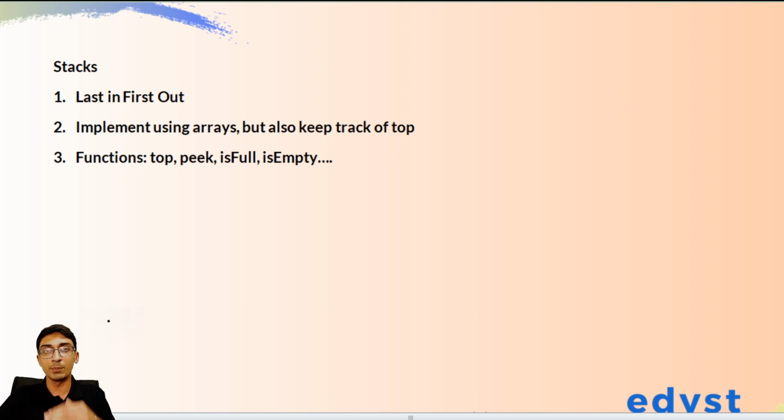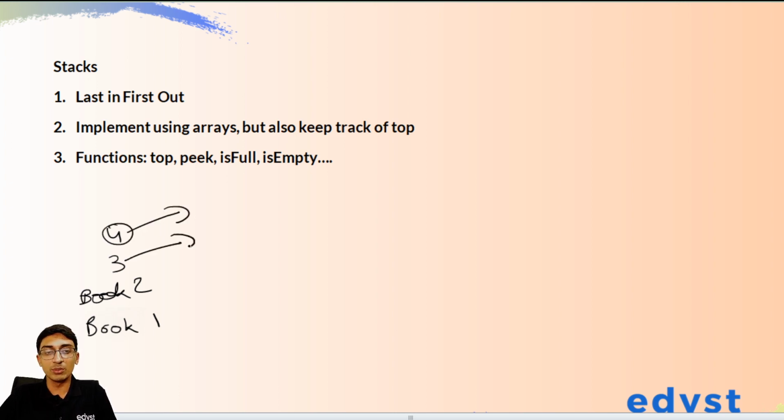Whenever you are stacking up books in your library, how will you do it? You will first put book 1 at the bottom. When you put the next book, it will be above this book. So it will be book 2, then 3, then 4. Whenever you remove a book, you first remove the fourth book, then the third, then the second, then the first book.